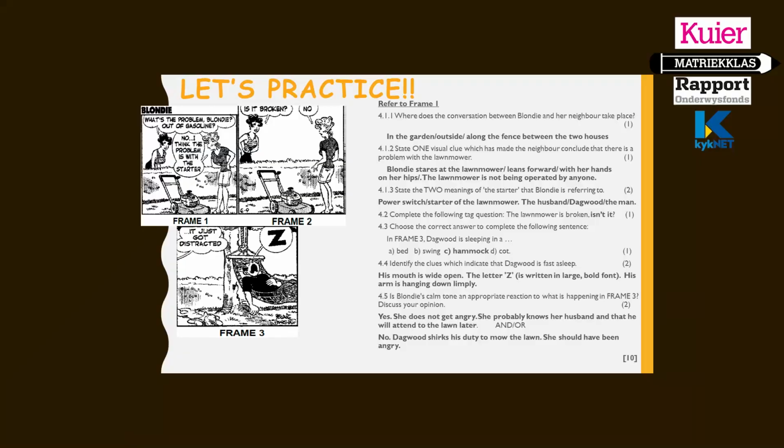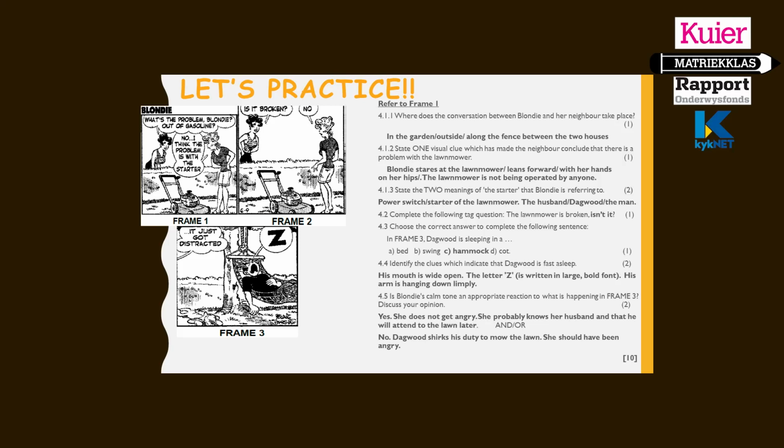It says, where does the conversation between Blondie and a neighbor take place? So here we're talking about setting, okay? Where is it? They are in the garden. They are outside, they are talking outside along the fence, okay? So that gives us setting. There's a fence between the 2 houses because the neighbor is obviously standing on her side and Blondie standing on her side, okay? So that is the setting question.